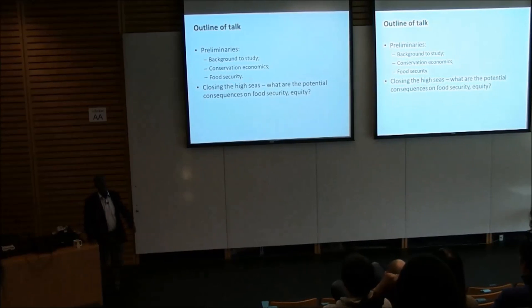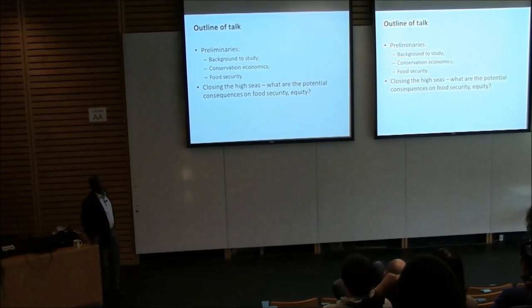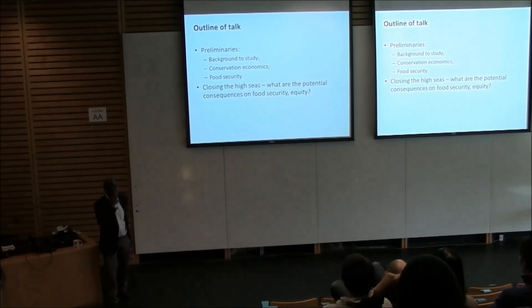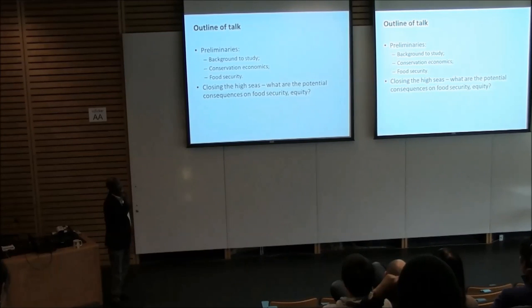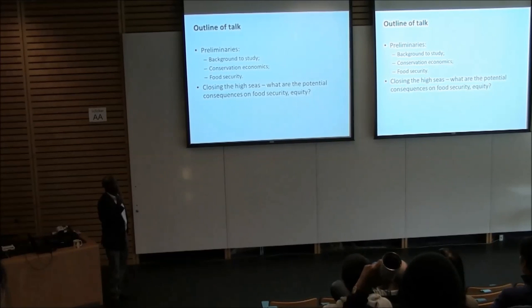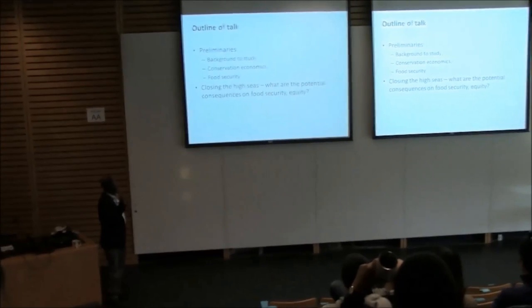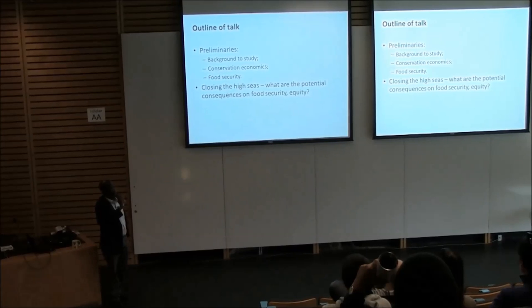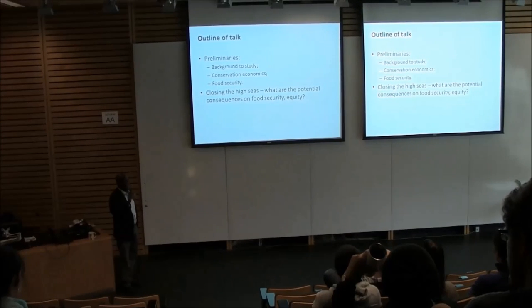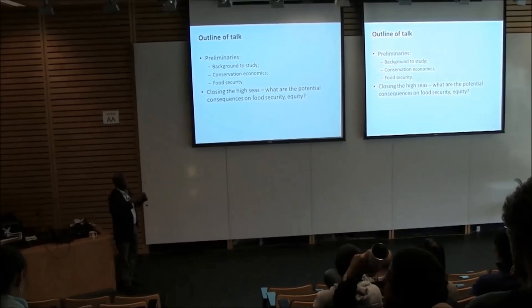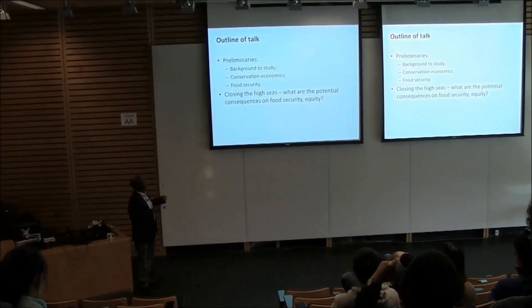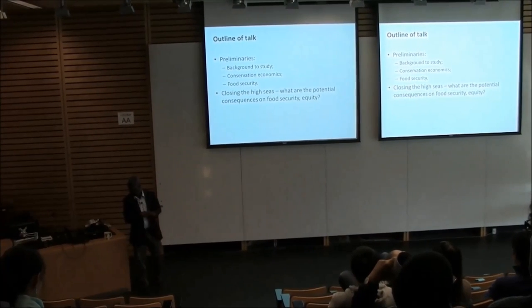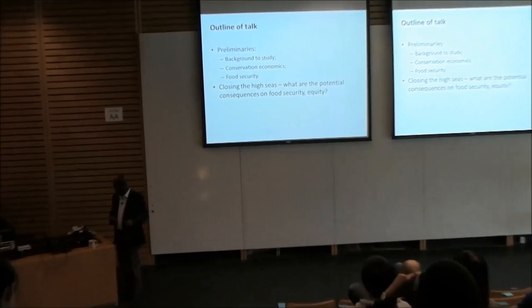We go on. So this is the outline. I start off by laying the foundation. I'll talk about how the study came about, a little bit of history and the evolution of the idea. And then I talk about conservation economics and define it. Then, because this is linked to food security, I will talk a little bit about what is meant by food security in general. After that I go into the meat of the presentation, which is closing the high seas.